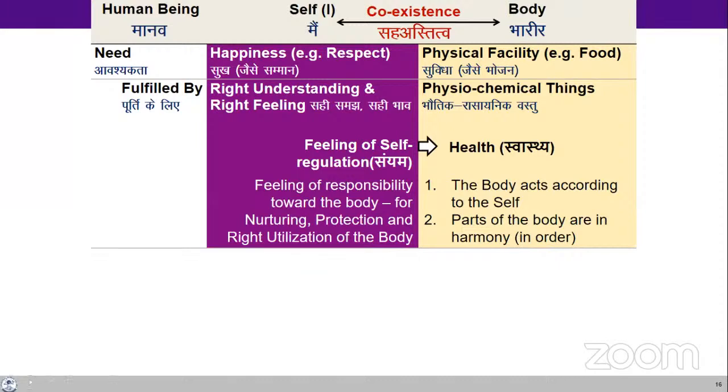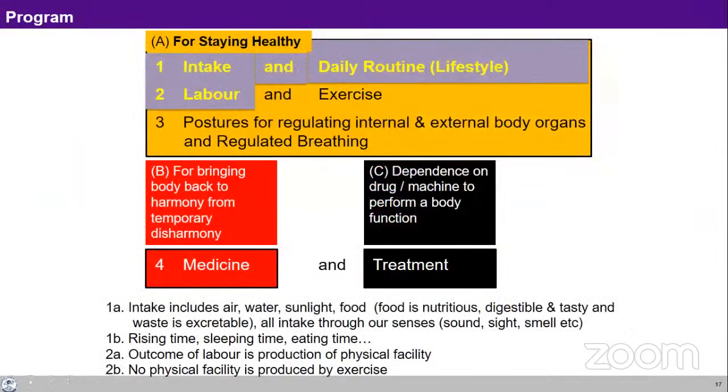So in that session, we also discussed the program for staying healthy. There we discussed the priority order also. We have to take care of the intake and daily routine. That's the first priority. The intake means air, water, sunlight, food, through all the sense organs, whatever we are getting. And our daily lifestyle: labor and exercise. Body movements need to be assured. We can do exercise, but labor is more preferred. Along with the body movements, we will be able to produce some physical facilities. So it has more priority. Then postures for regulating internal and external body organs, and regulated breathing. That's the third priority.